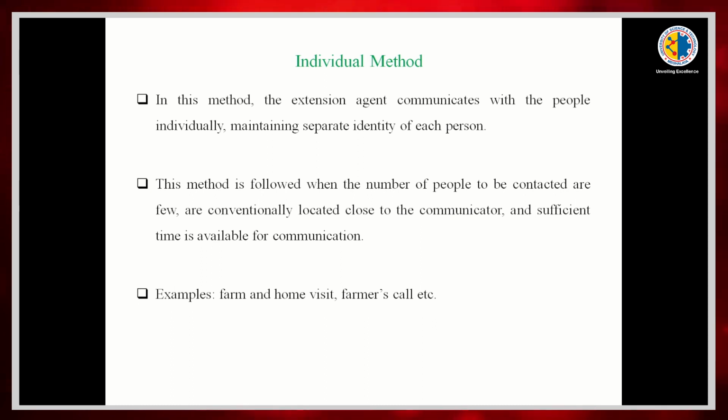Now, two things in our extension science, two important sections are there. One is sender, another is receiver. When we are taking a class, when we are giving a lecture, we are the sender, meaning we are sending our knowledge towards the farming community, and they are the receiver because they are receiving our ideas, so that they can be well equipped in terms of various new technologies, so that they can go for good production and productivity. Examples: farm and home visit, farmers call, Kisan call center.